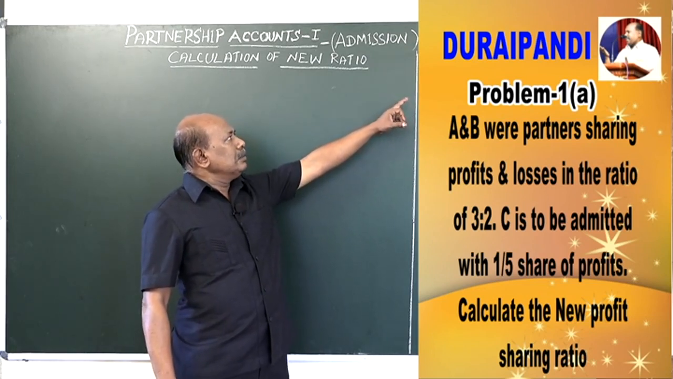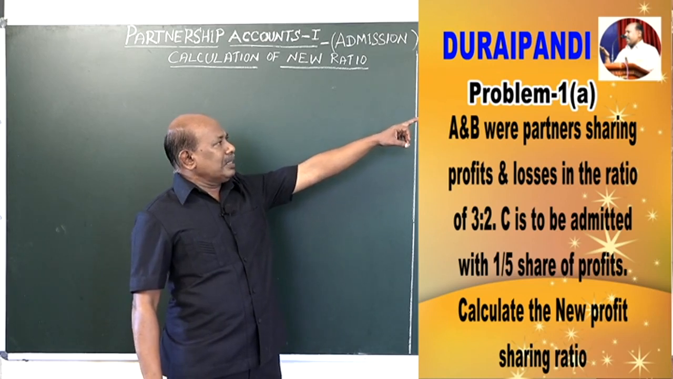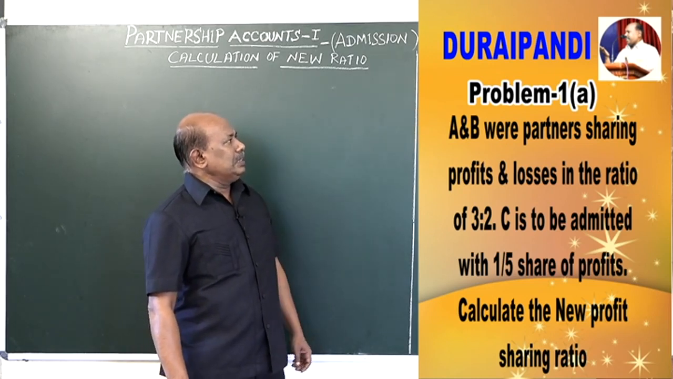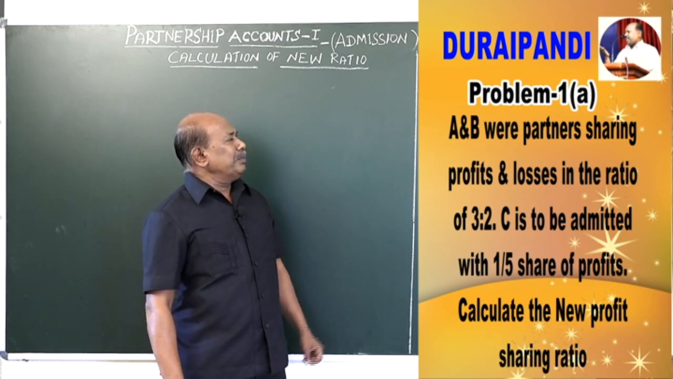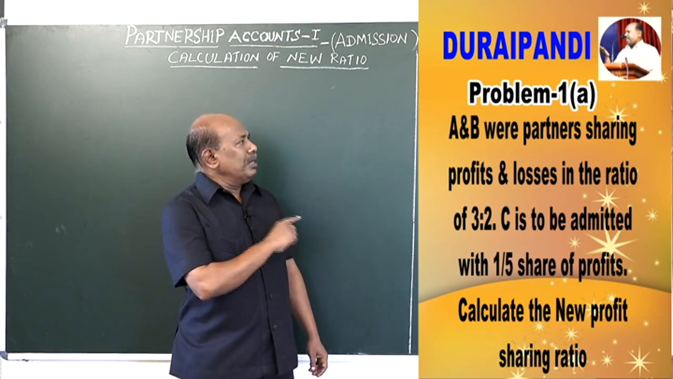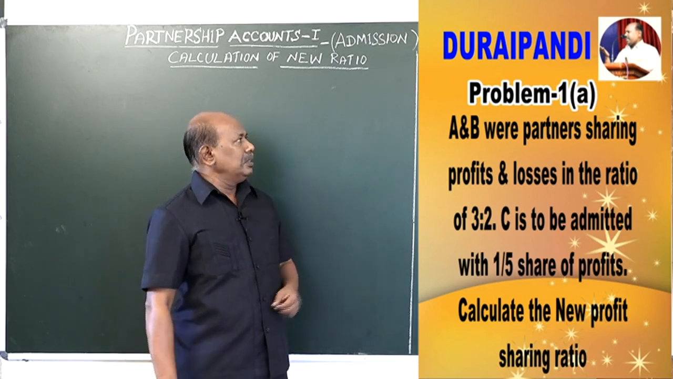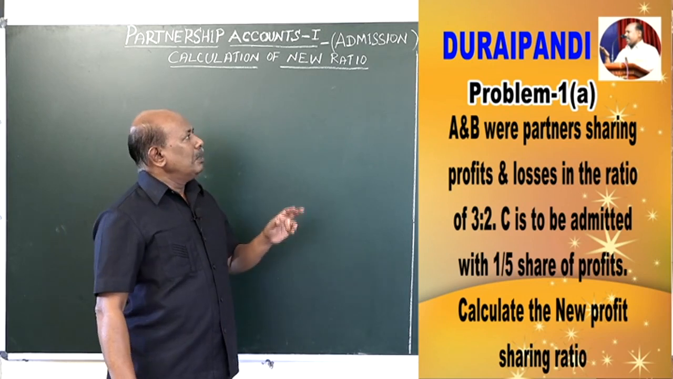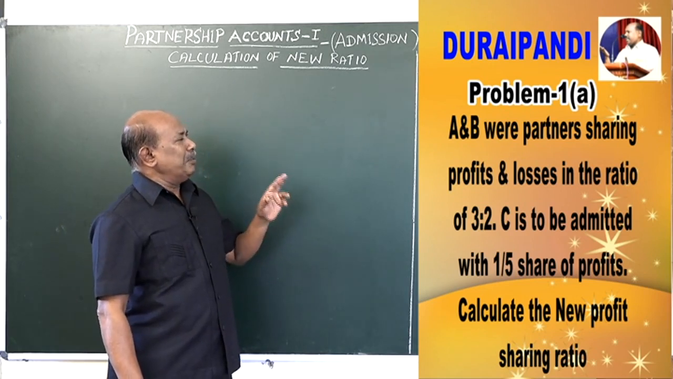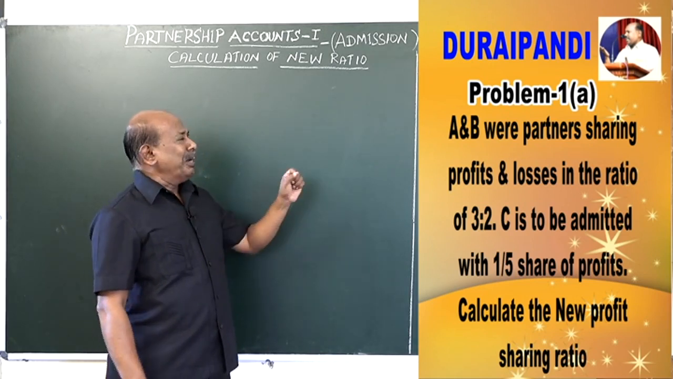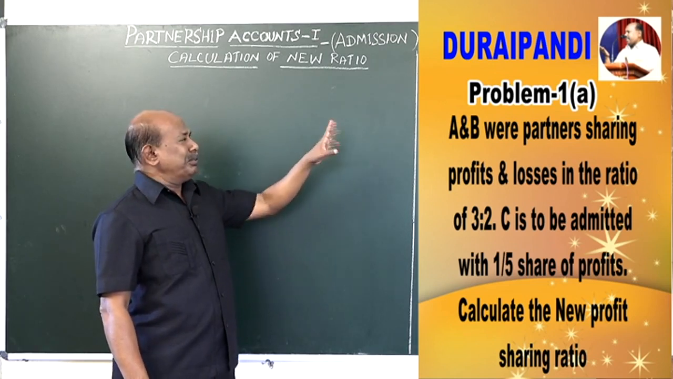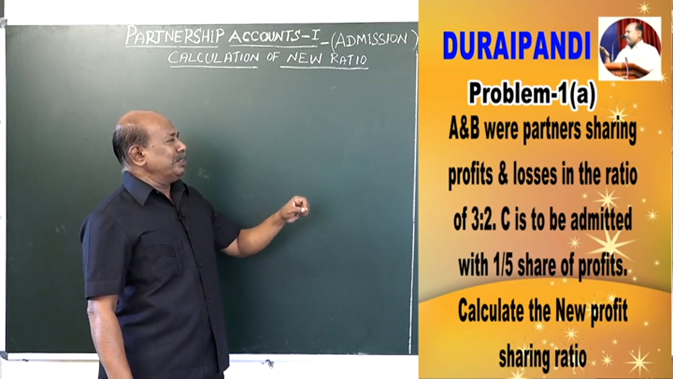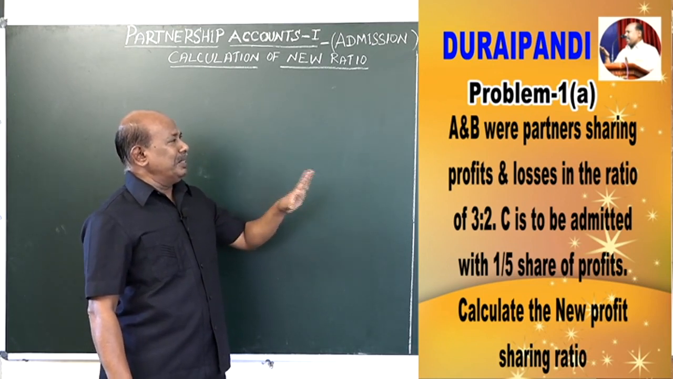A and B were partners sharing profit in the ratio of 3:2. C is to be admitted with 1/5 share of profits. Calculate the new profit sharing ratio among the partners A, B and C. Let us work out that problem. That means calculation of the new profit sharing ratio of A, B and C.